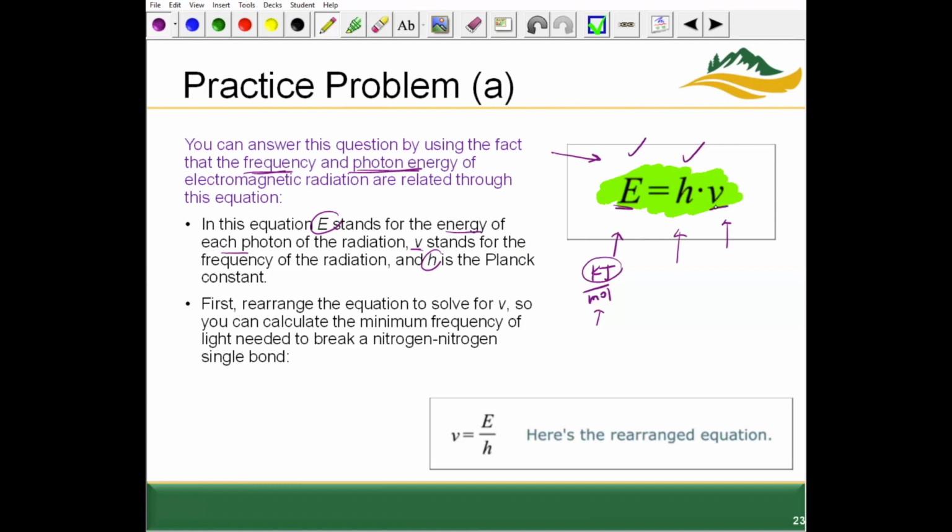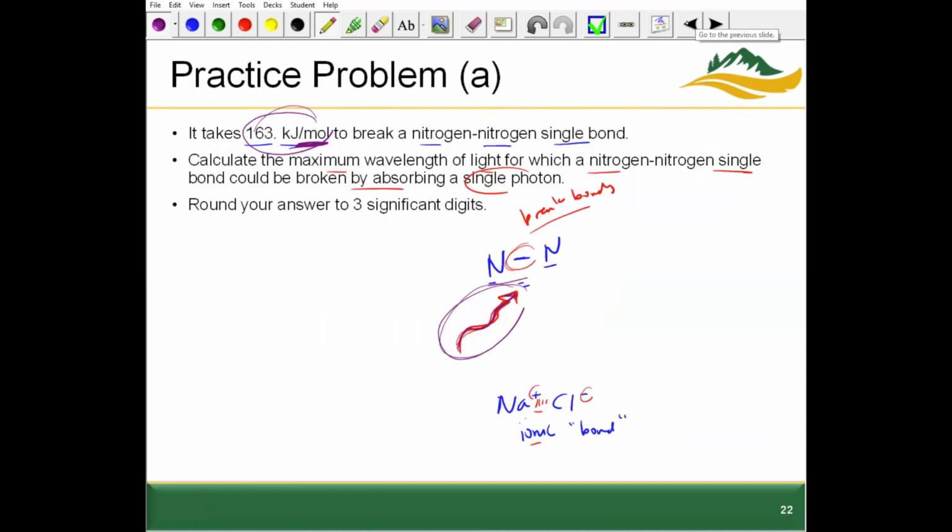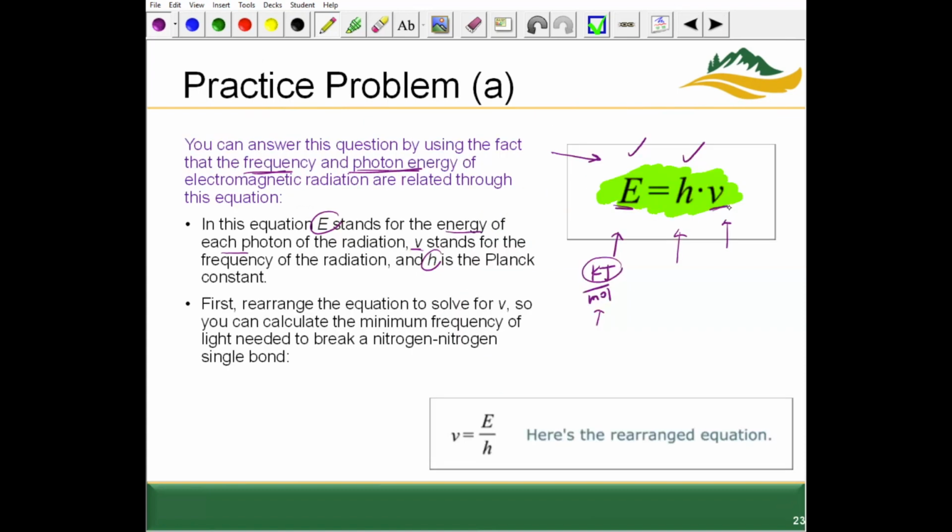Then we don't know frequency. In the problem, we're not asked to solve for frequency though, we're asked to solve for the wavelength. So once we calculate frequency, we can then solve for the wavelength from this equation that we also saw previously.